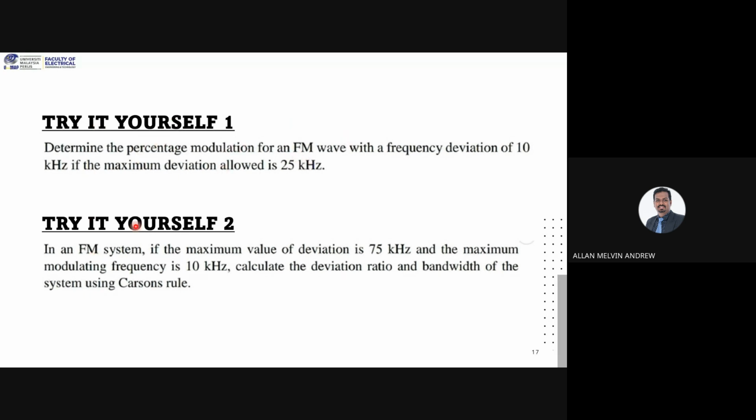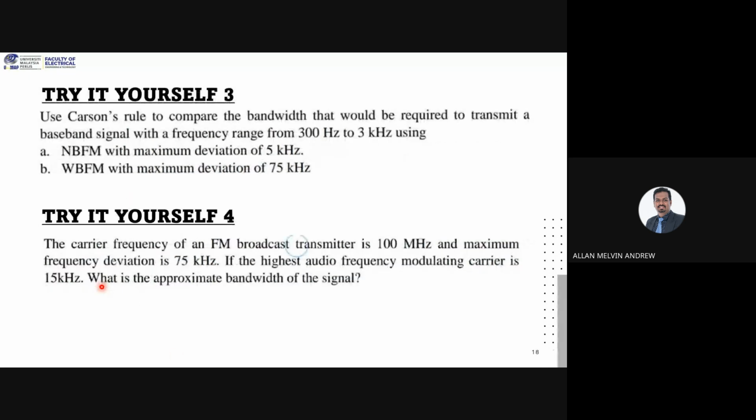The second question: in an FM system, if the maximum value of deviation is 75 kilohertz and the maximum modulation frequency is 10 kilohertz, calculate the deviation ratio and the bandwidth of the system using Carson's rule. The Carson's rule we have seen earlier, so we can try to apply it. It's just a few steps in order to get the answer. I want you to try it first. Okay, so try it yourself.